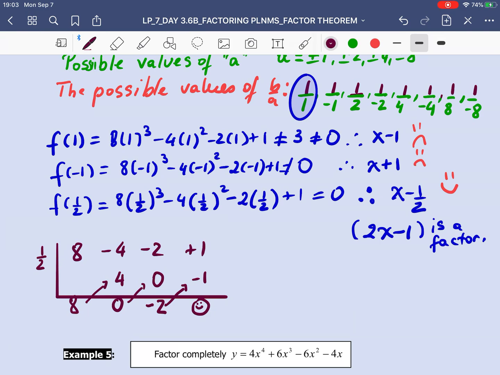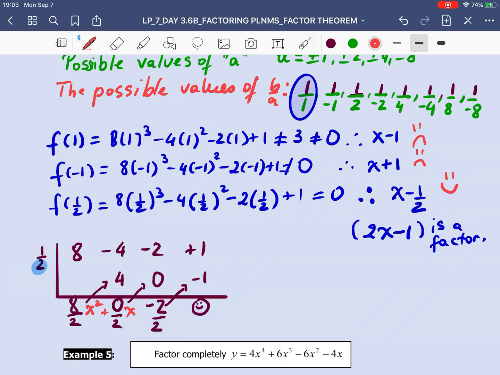Now remember that we are dividing by a binomial where a is different than 1. So that means we have to divide by this number here, each and every coefficient. So 8 over 2, 0 over 2, negative 2 over 2. And stick the variables to each and every term. So here we have x squared, here we have x, and here we have nothing.